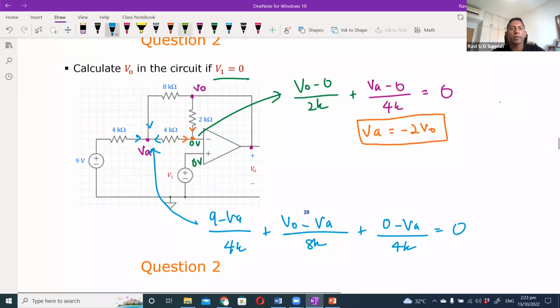Since I already have an expression that relates VA and V naught, I just take this and substitute inside here. Once I solve everything, the rest is just solving the maths part of it, you will get V naught is negative 1.64 volt.